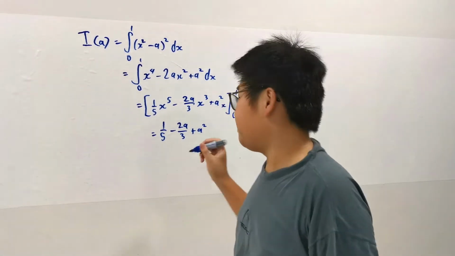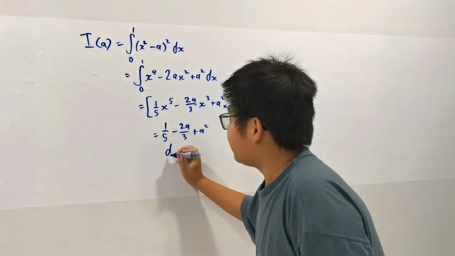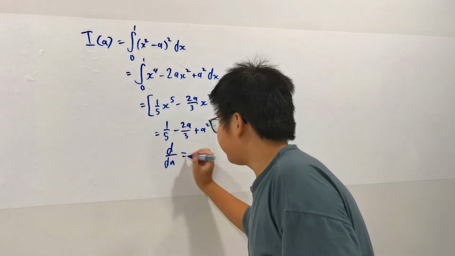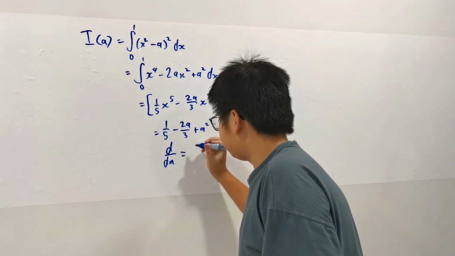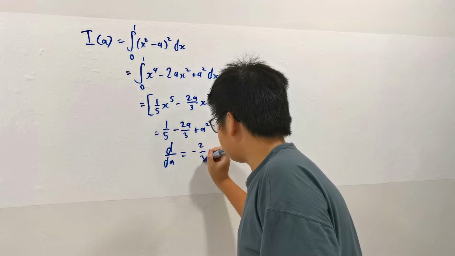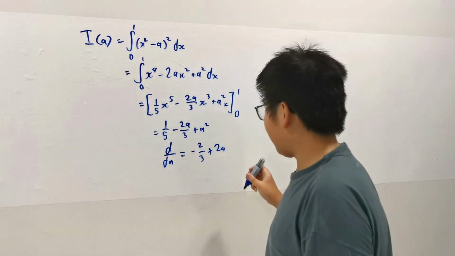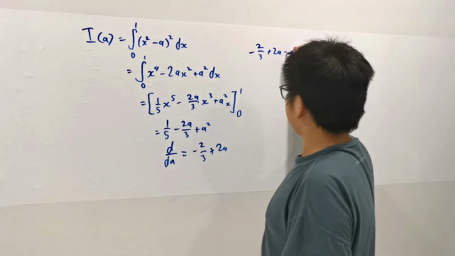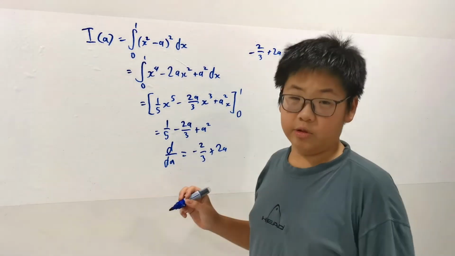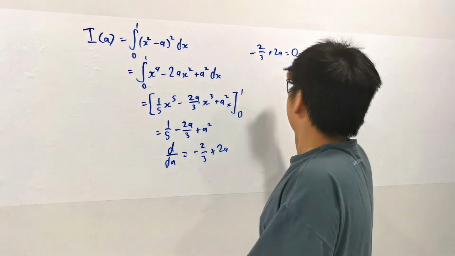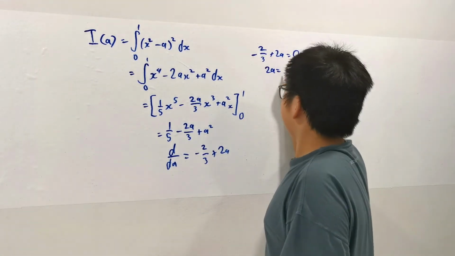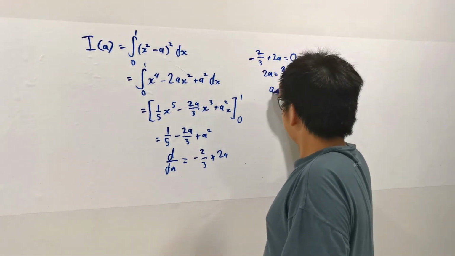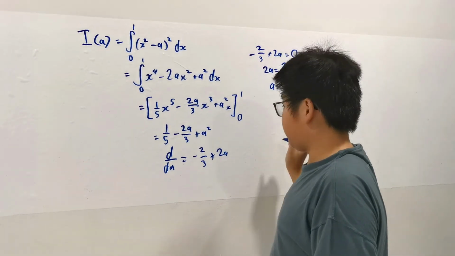How do we find the minimum a? So we find d over da, which equals minus 2 over 3 plus 2a. Now we need to find the minimum, right? Minus 2 over 3 plus 2a equals 0. In general, if d over da equals 0, that's where we find the minimum or maxima. We solved it and got a is 1/3.